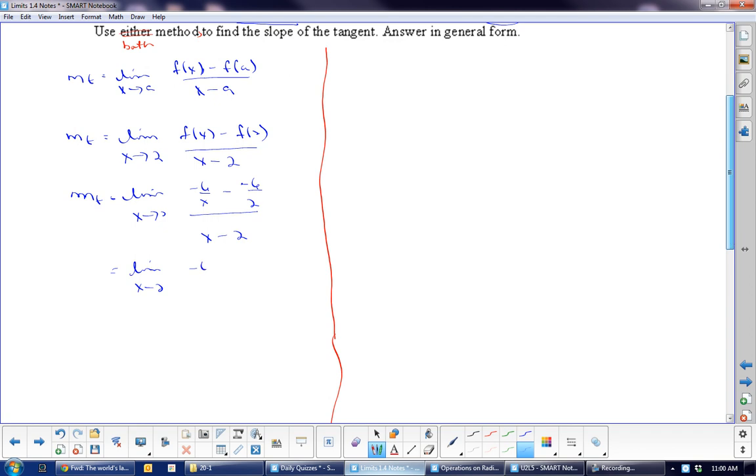So that's -6 over x plus 3 all over x minus 2. Okay. Now, when you start to do these, you're just going to put the 2 right into it and get this, right? But I wanted to show you I put 2 into f of x.